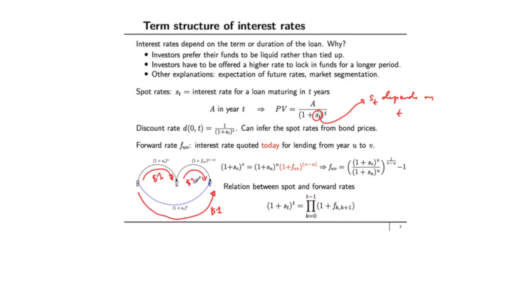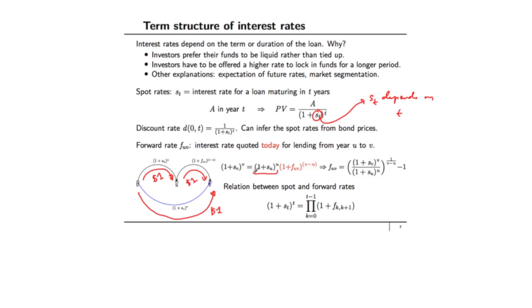So it's important to remember what we are doing here in the second option is that we are going to lend the dollar for U years, and right at time t equal to 0, I'm going to construct another contract which is going to allow me to lend whatever amount of money that I have at time U for another V minus U years. So my initial dollar is going to be worth (1 plus S_U) to the power U. This entire amount is now going to be lent at the forward rate. So if I lend it, I get (1 plus F_UV) to the power V minus U at time V.